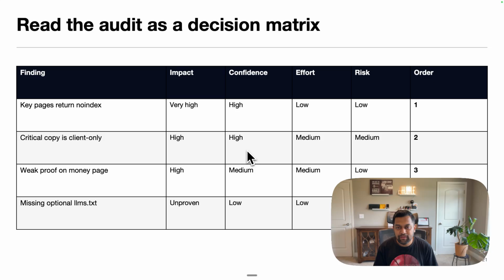Finally, read the audit as a decision matrix, right? A dramatic warning is not automatically the first task. A noindex directive on a critical page is high impact, high confidence, and easy to validate. Client-only content may require engineering work but can block retrieval. So ask Claude to group changes into release batches. Each batch should have one coherent purpose and one rollout point.